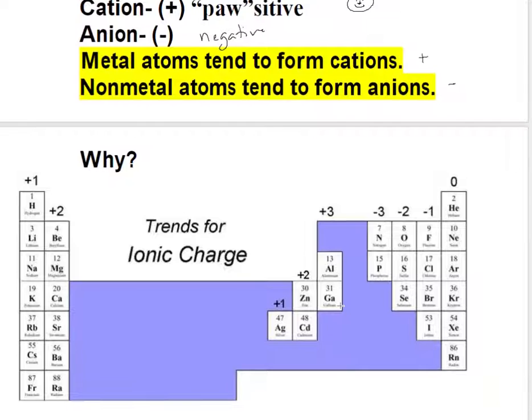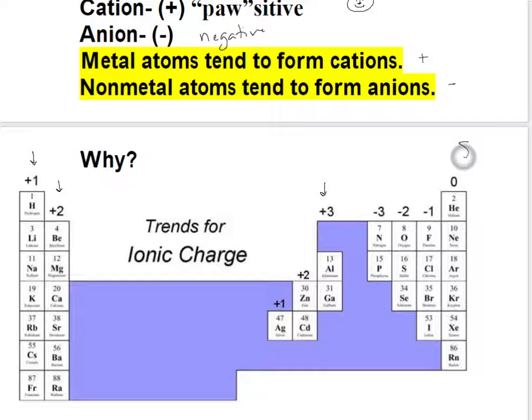Why is that? And here is a summary of that. These have 1 or 2 valence electrons. So group 1 and group 2 have 1, 2. This one has 3 valence electrons. And remember, to have low energy, it wants 8.